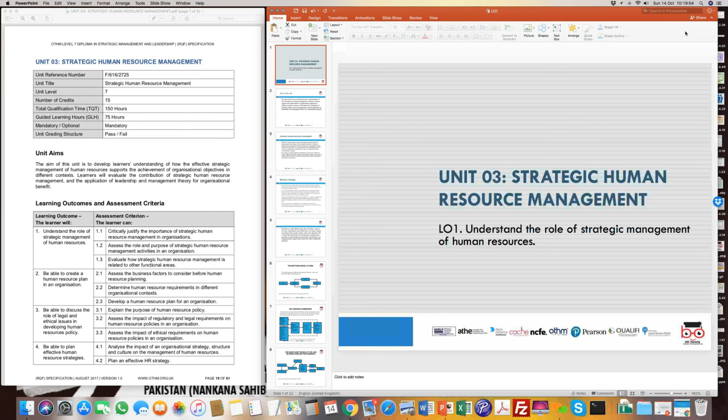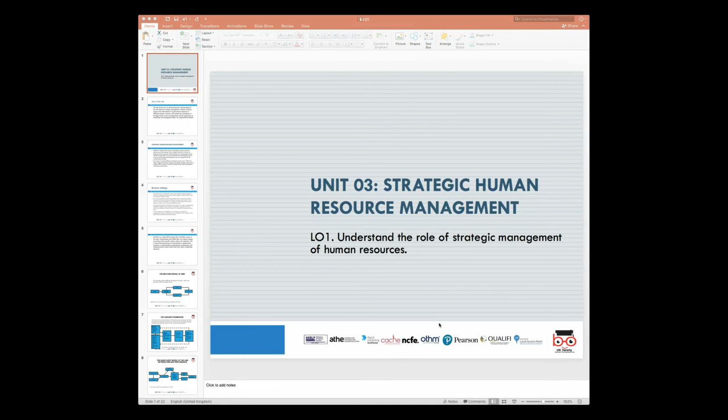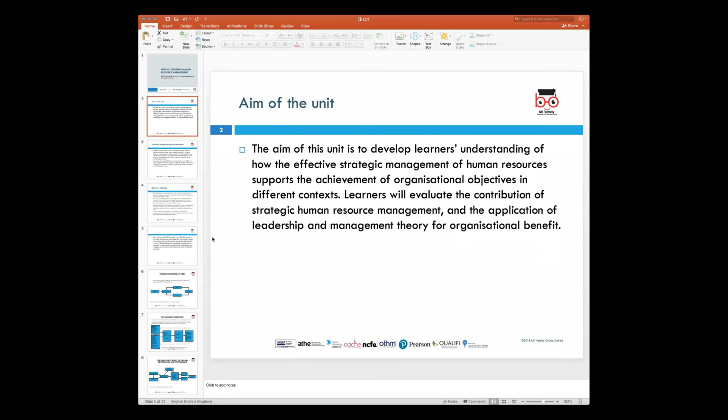So let's start off with understanding the aims and objectives of studying this particular unit at level 7. You should be able to see my screen now, and I've put together a few slides that we will be discussing and going through. Now, the aim and objective of this particular unit is to help learners develop an effective understanding, basically a good understanding, of the purpose and role of SHRM, or strategic human resource management, within modern day organizations today.